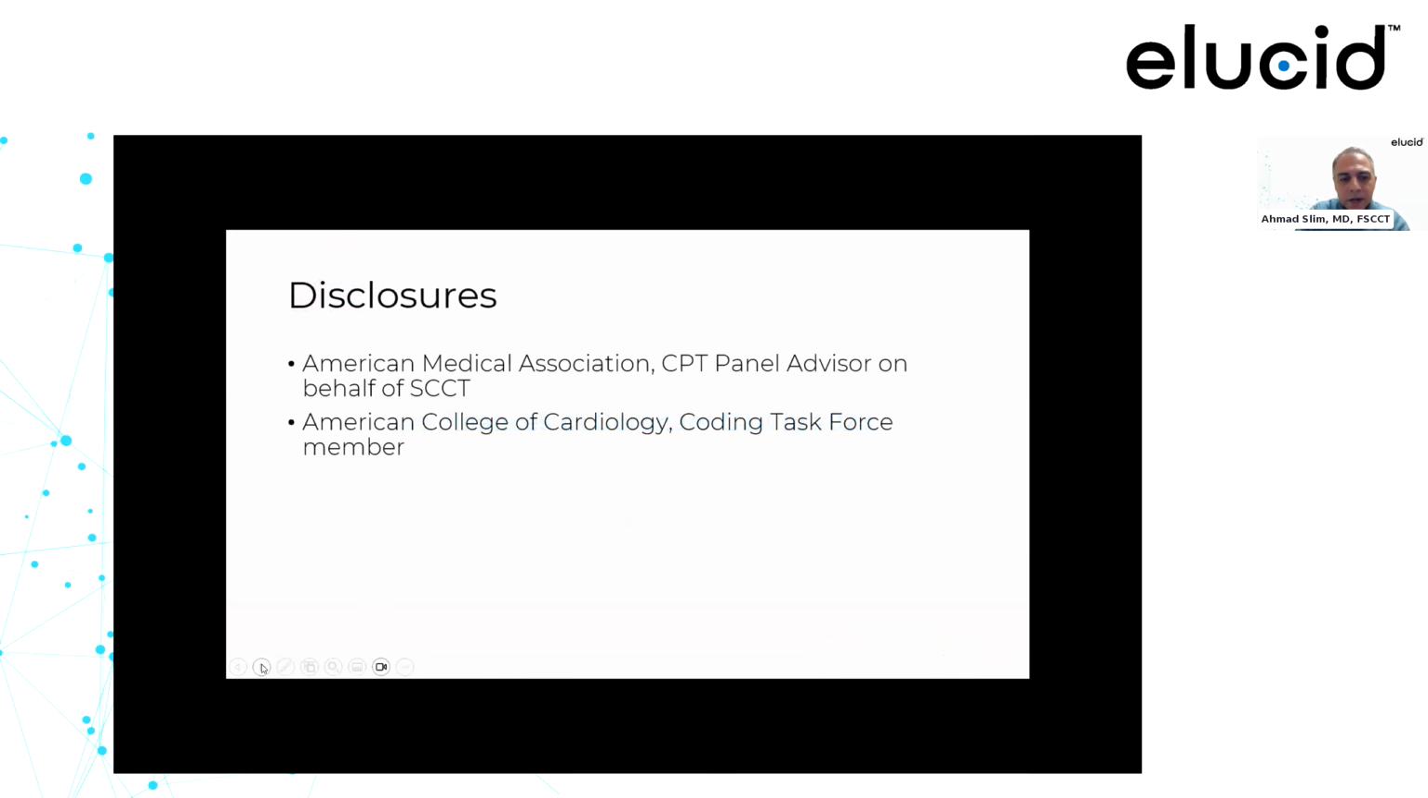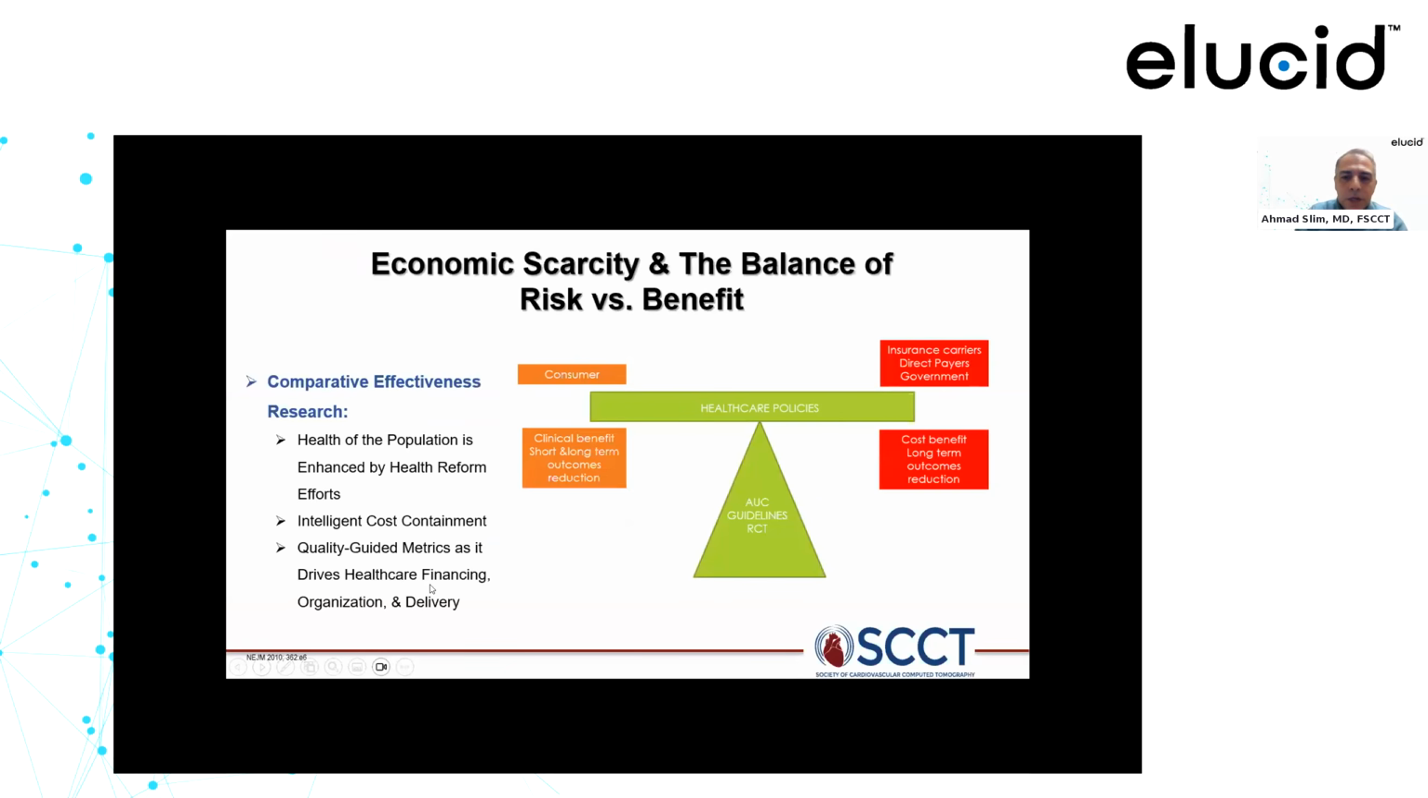Next slide is just highlighting some of my disclosures. As Todd highlighted, I sit on the AMA CPT panel as an advisor on behalf of SCCT and the ACC Coding Task Force. When we talk about policies, policies are guidelines that covers reimbursement.